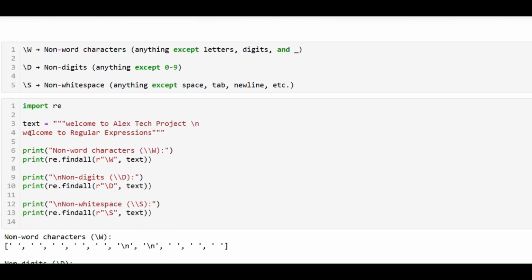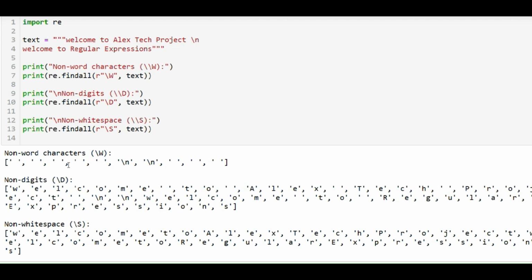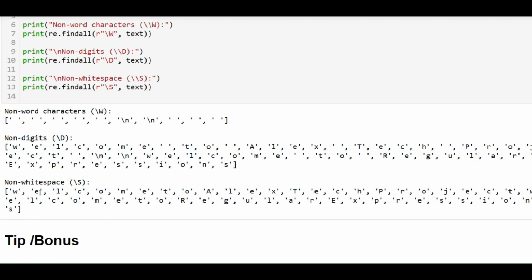Now you can see the explanation. \W is non-word character, anything except letters and digits. \D means non-digits, so anything except 0 to 9. \S means non-white space, anything except space, tab, new line. Now let us execute this one and see. You can get this outcome: non-word characters, non-digits, non-white spaces.